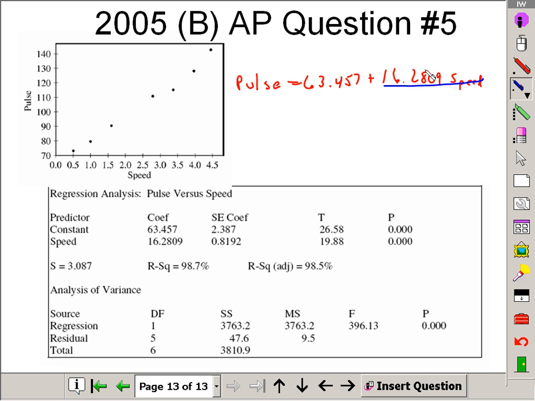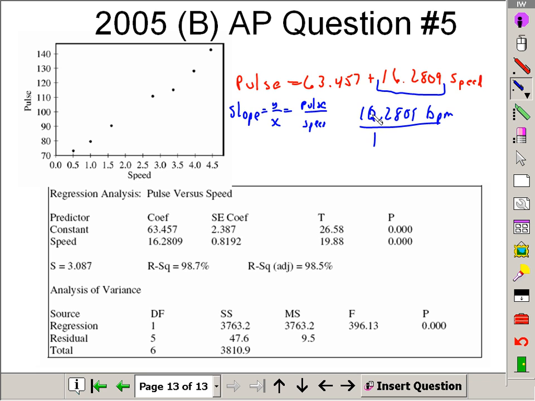Now, speed. Does the slope have meaningful interpretation? Don't forget, the slope is y over x. In this case here, it's pulse over speed. So, our pulse will increase by 16.2809 beats per minute for every one. That's a 6 there. So it'll increase by 16.2809 beats per minute for every 1 mile per hour of increase in speed.